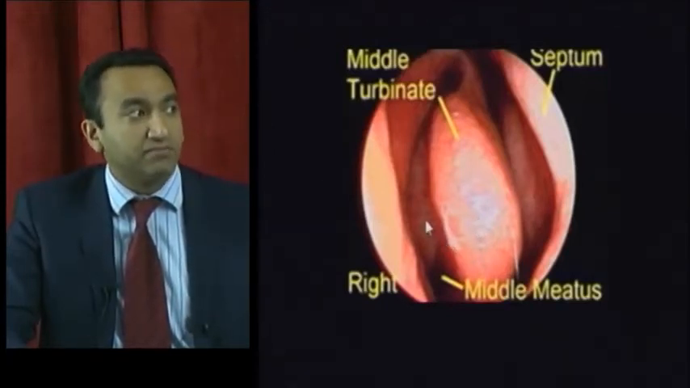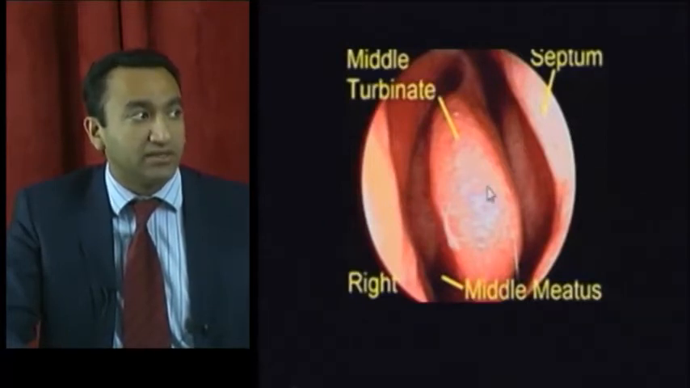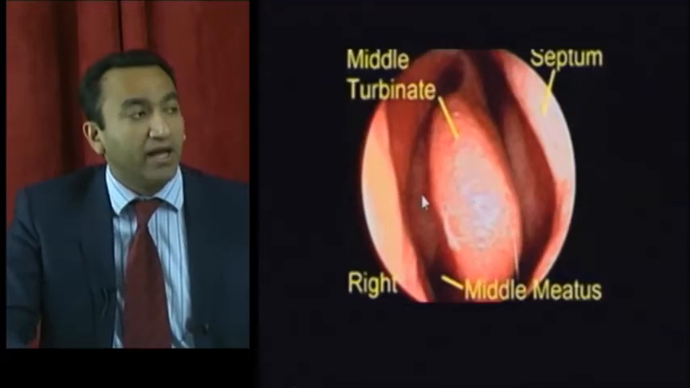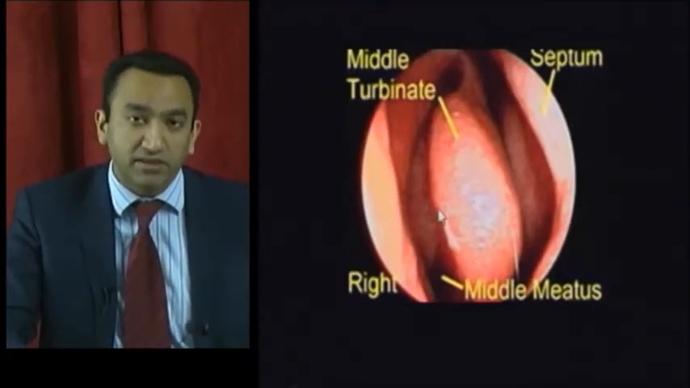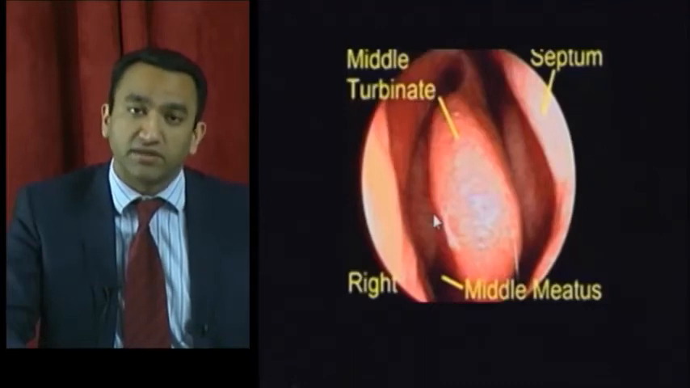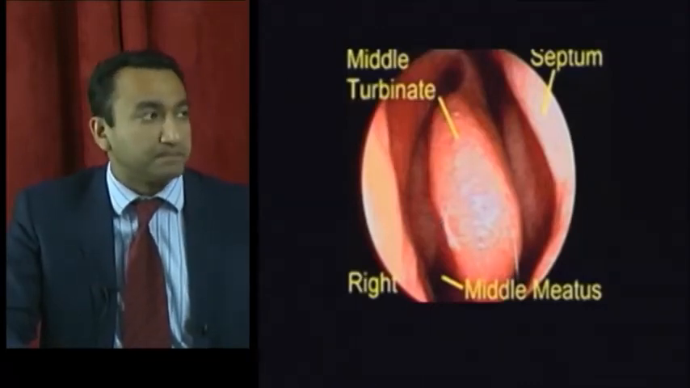And the space between the lateral nasal wall and the turbinate is the meatus. So you'll have a middle meatus between the lateral nasal wall and the middle turbinate. You'll have an inferior meatus between the lateral wall and the inferior turbinate, and then a superior meatus between the lateral wall and the superior turbinate.